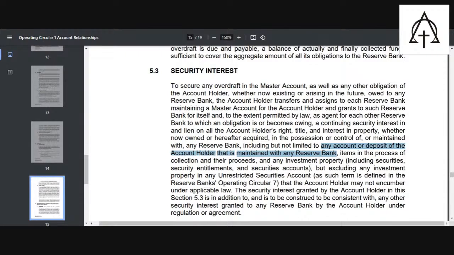It's items in the process of collection of their proceeds and any investment property, including securities, security entitlements, and securities accounts, but excluding any investment property in any unrestricted securities account, as such term is defined in the Reserve Bank's Operating Circular Number 7, that the account holder may not encumber under applicable law.